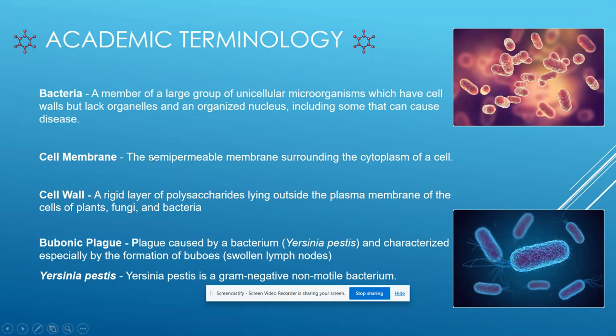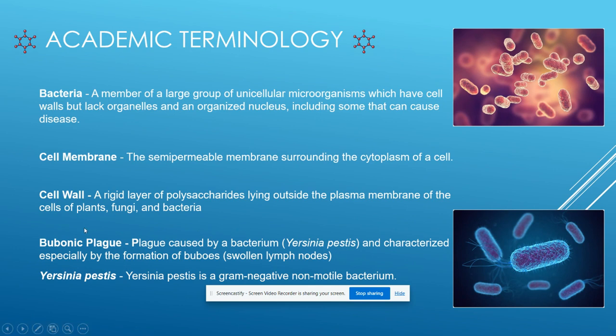The cell membrane is a semipermeable membrane surrounding the cytoplasm of a cell. We see this in your bacteria and your eukaryotes. Cell wall, a rigid layer of polysaccharides lying outside the plasma membrane of cells of plants, fungi, and bacteria.